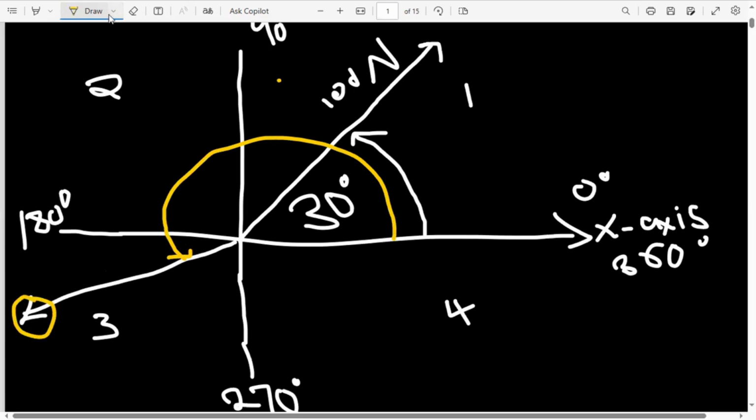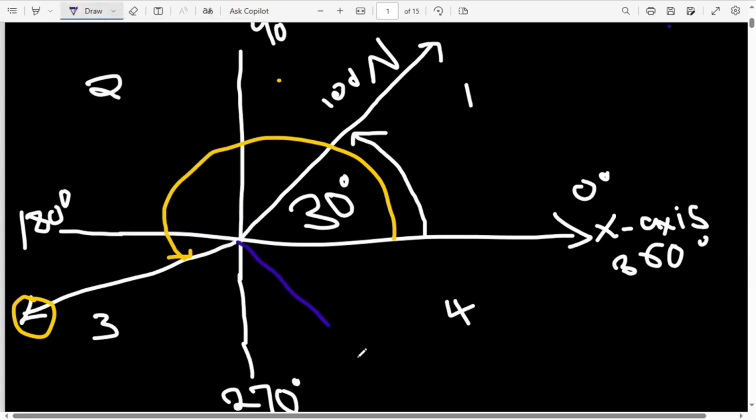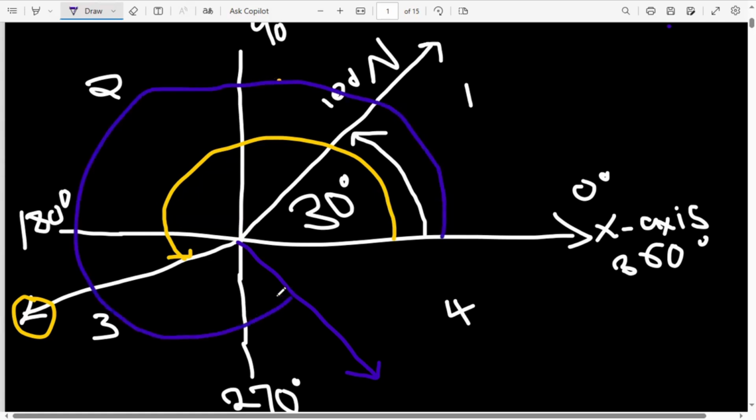What if I have another vector that is like this? If they tell you to find the direction of this vector, we're just trying to find the angle at which this vector is. So how do you find that angle? You always start from the positive x-axis, and you go like that all the way until you find your vector. So this whole blue angle that I've drawn will be the direction of this vector.